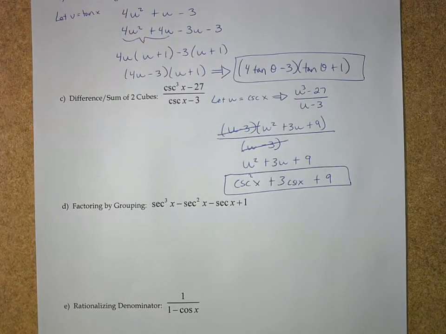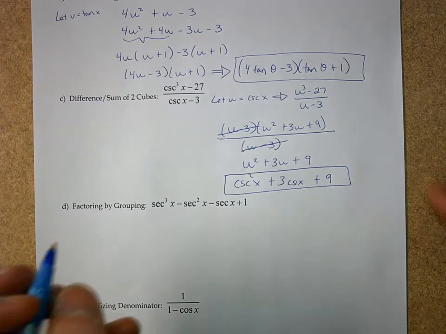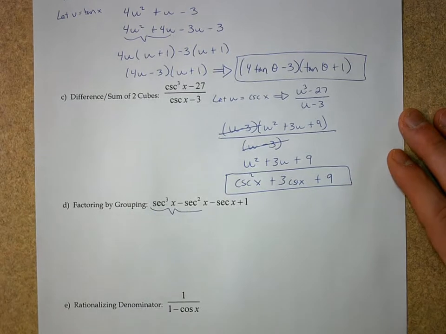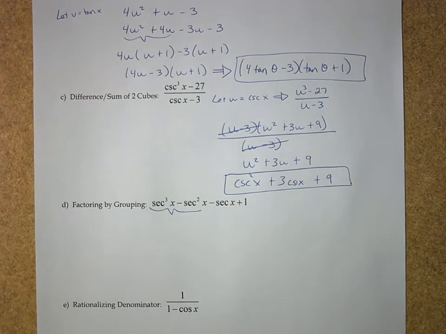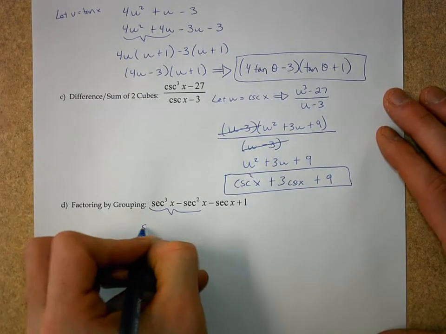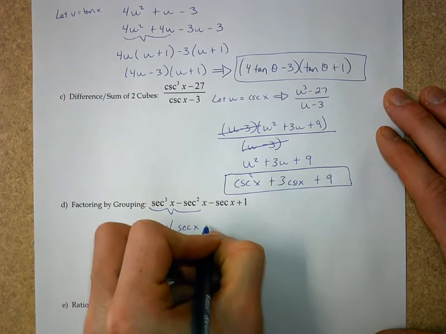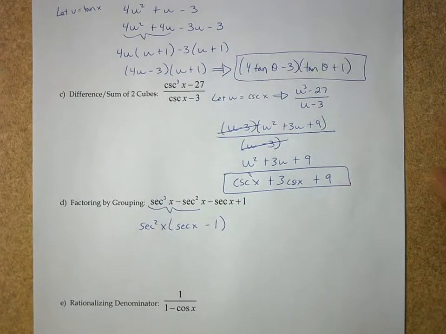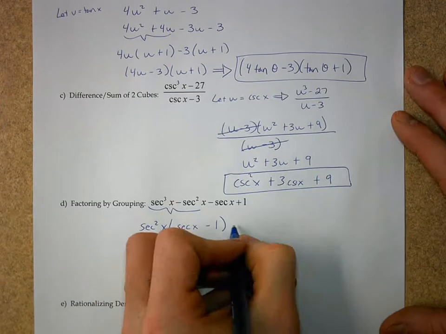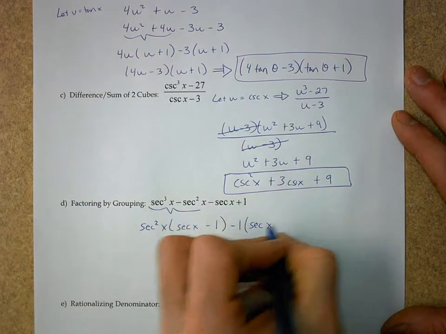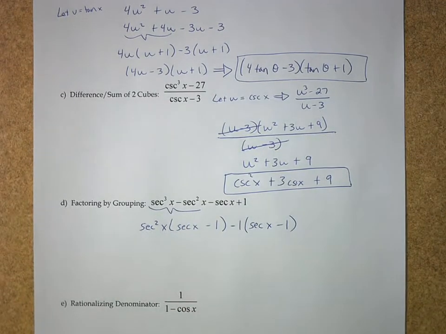Letter D here, factoring by grouping. This one we've got straight secants that we can pull out. So in my front group right here, secant cubed of x minus secant squared of x. Secant squared of x. And then I'm left with the secant of x minus 1. And then in the back, I also need to have a secant of x minus 1. So I need to factor out a negative 1. And then I will have a secant of x minus 1.